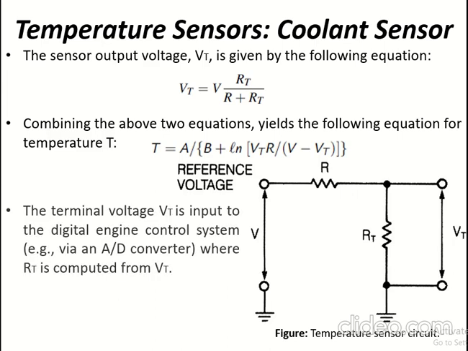So here this terminal voltage is input to the digital engine control system via an analog to digital converter. As we have discussed earlier, with the sensor we use some kind of electronic circuit, and here the circuit is the analog to digital converter, which converts the analog values into digital form. So with the help of RT, it is possible to determine VT.